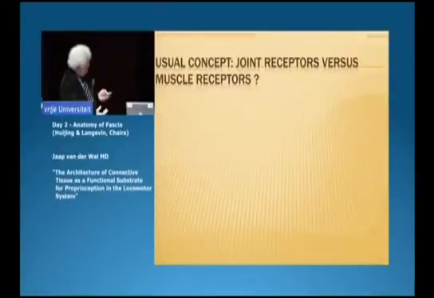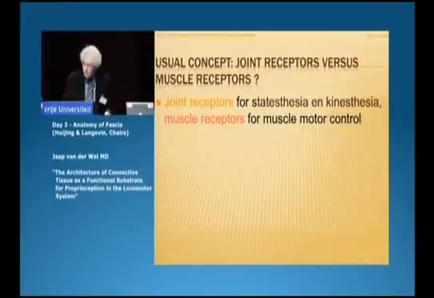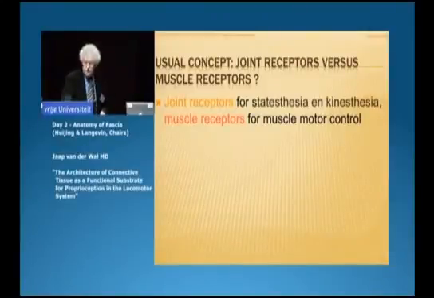And the usual concept is based on the classic view that you have joints with ligaments, with capsules, and muscles, and that the muscles move the joints. So you have two sources of proprioceptive information. You have the so-called joint receptors, and you have the so-called muscle receptors. And in those early days, everybody was convinced that the muscle receptors were for the muscle motor control, for the reflex acts, and that the joint receptors were actually the mechanoreceptor substrate for information about joint position.